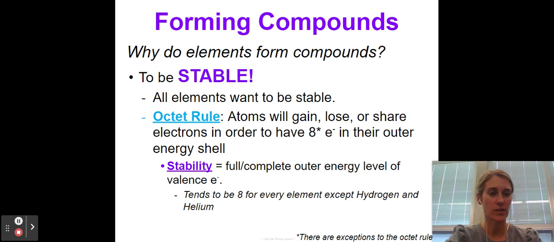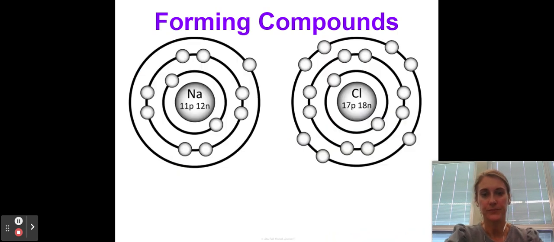And we also have some other exceptions to the octet rule that we will look at later. All right, forming compounds. Here are some Bohr diagrams of sodium and chlorine. If you recall your electron configuration, this is 1s2, 2s2, 2p6, so 8 electrons in the second energy level, and then 3s1. Now it's going to want to get rid of that electron because it's easier for sodium to get rid of 1 than to gain 7.